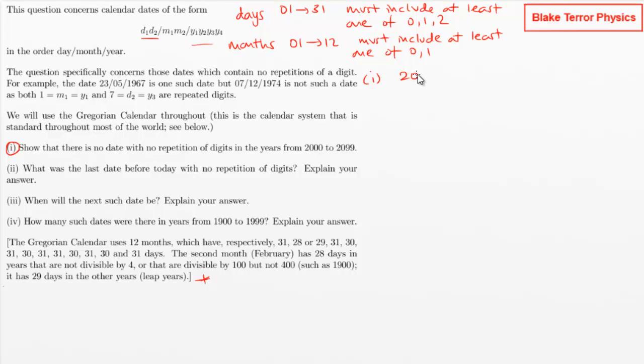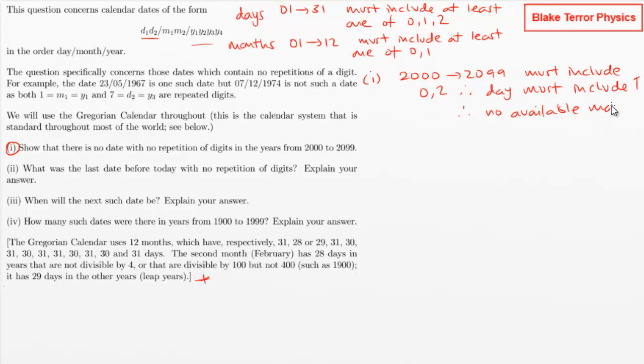Now we go to part 1, because for years there are just too many permutations. So part 1, 2000 to 2099. That's taken a 2 and a 0, so the year must include 2 and 0. Therefore the day must include a 1, and therefore there are no available months. Oh, well, that's pretty good. I suppose we could have said the month must include the 1 and then there are no available days, but whichever way round you want to put it.